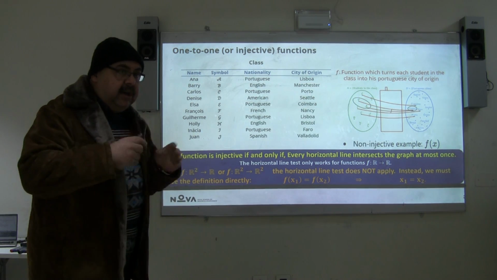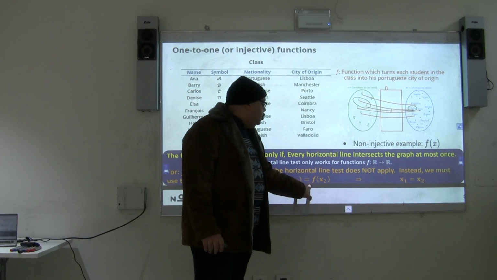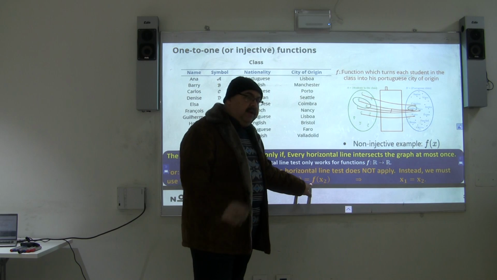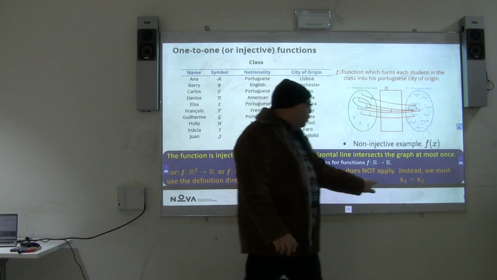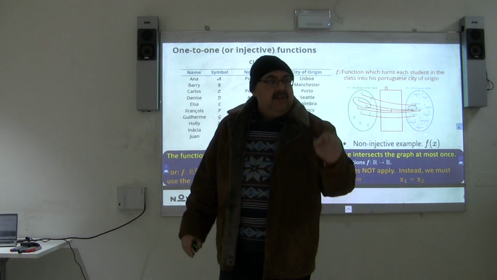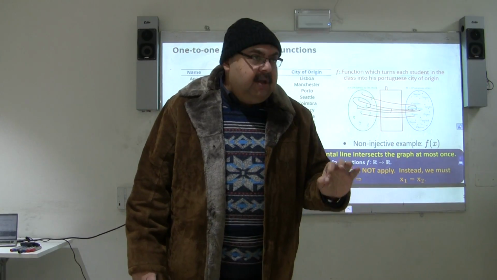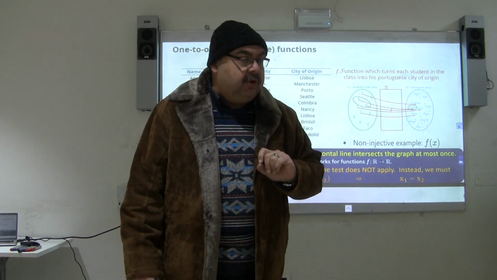The definition explains: if I have two values of the output equal to each other, it means the inputs should be equal to each other. If this condition happens, then it is an injective function. If it does not happen, that means you don't have an injective function.